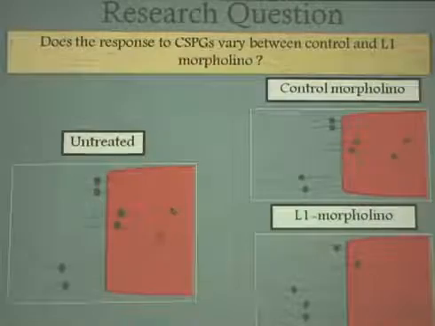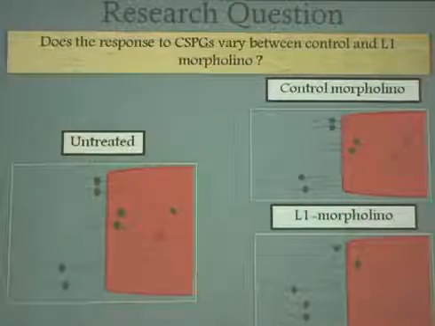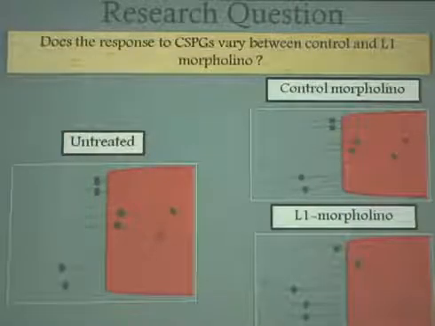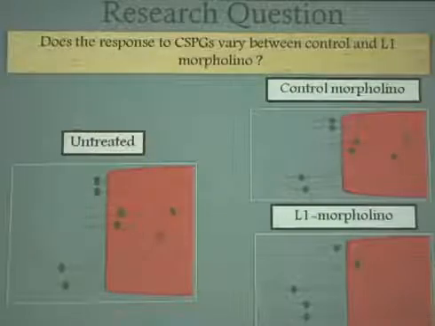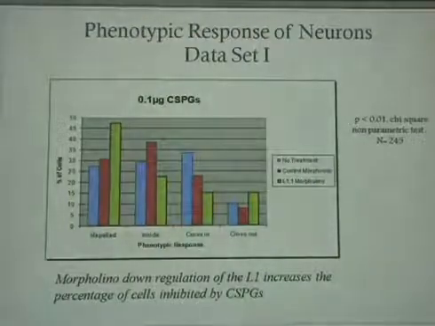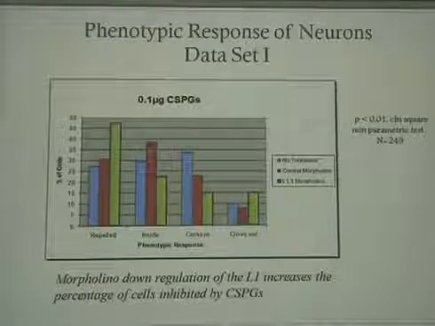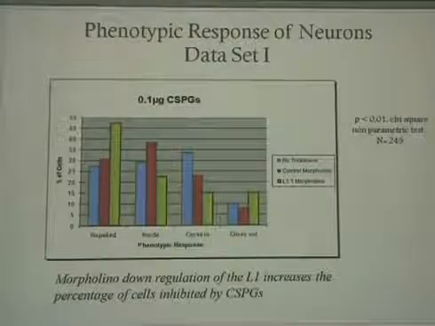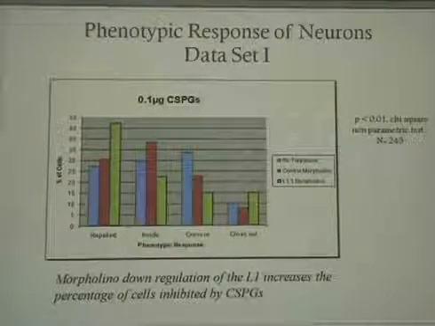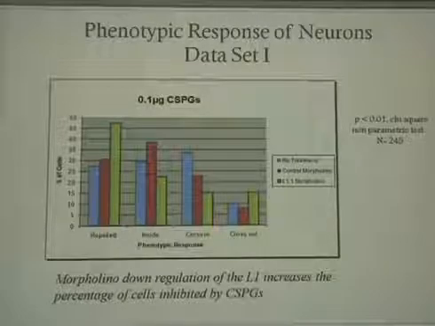And the L1 morpholino will recognize the mRNA, and I should expect the protein level to go down. To have a better understanding, I analyzed this. I did statistical data of the phenotypic response of neurons, and this data was previously taken from the lab. What I observed is that the morpholino downregulation of L1 increases the percentage of cells inhibited by CSPGs.